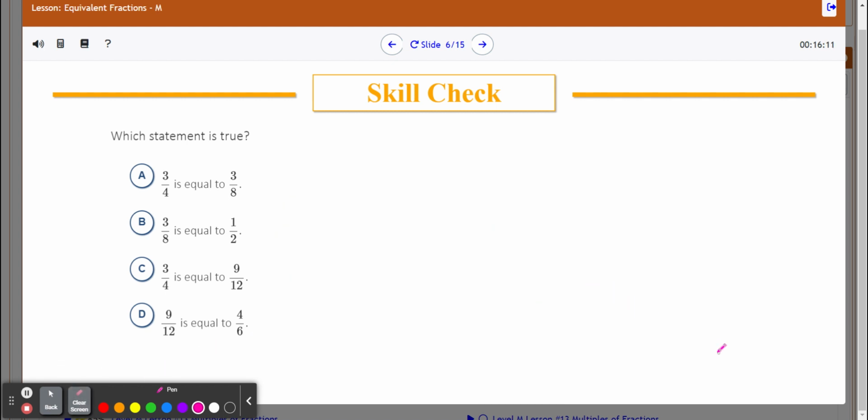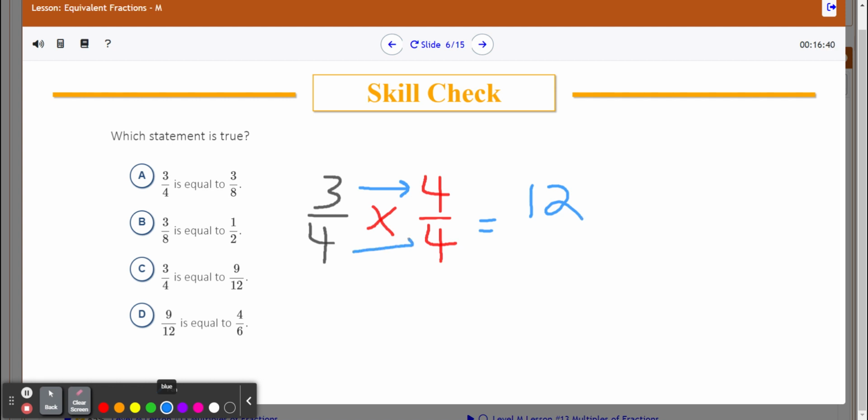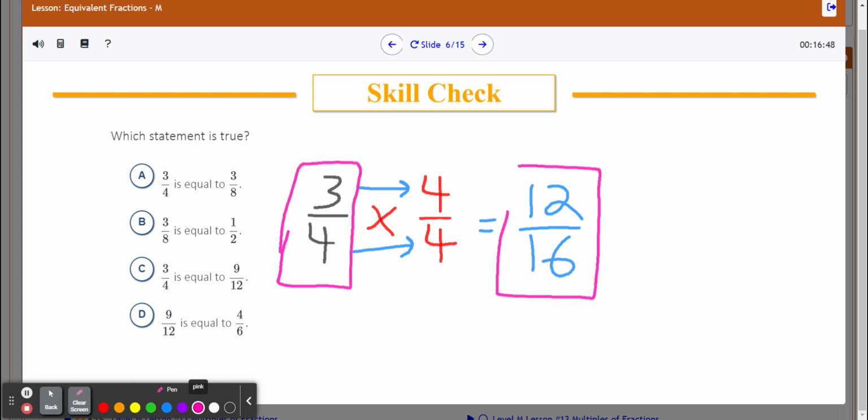Let me give you another example. This time I'm going to start with, let's say, 3 over 4. And I'm going to multiply by 4 over 4. So again, 4 over 4 equals 1. I can always multiply a number by 1 to get the same number. So I'm going to multiply the two numerators together: 3 times 4 gives me 12. And 4 times 4 gives me 16. These are equivalent fractions. 3 over 4 and 12 over 16 are equivalent fractions.